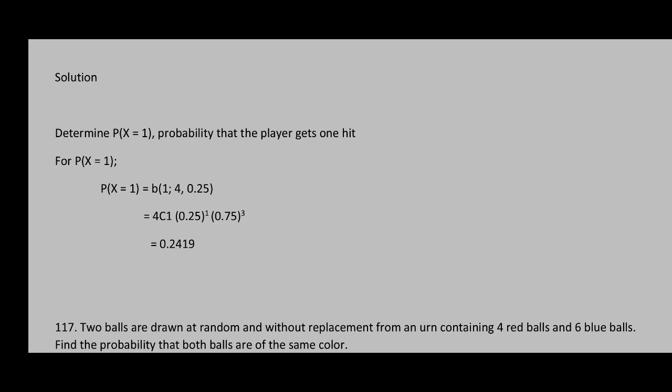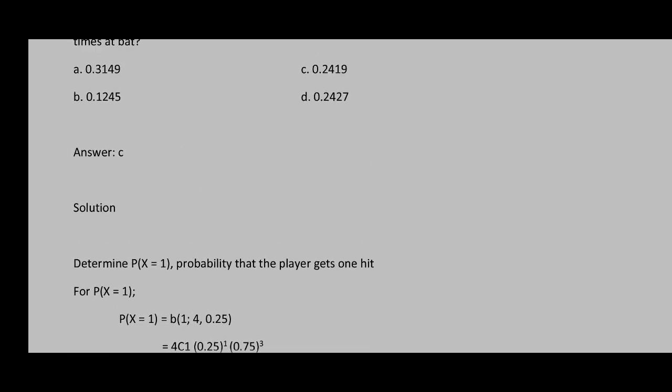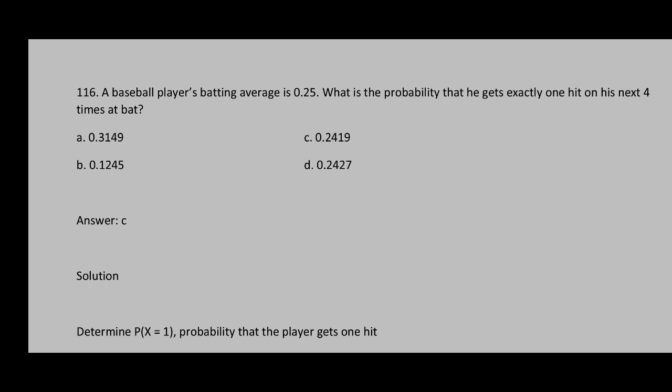B natin, 1, semicolon, 4, 0.25. Tapos, gamitan mo siya, yung process niya sa probability, 4C1 times 0.25 raised to 1 times 0.75 raised to 3. Makukuha mo diyan na probability is 0.2419. Okay? Letter C, 0.2419 yung sagot sa tanong na yan. Or gamitan mo ng process na to sa probability.